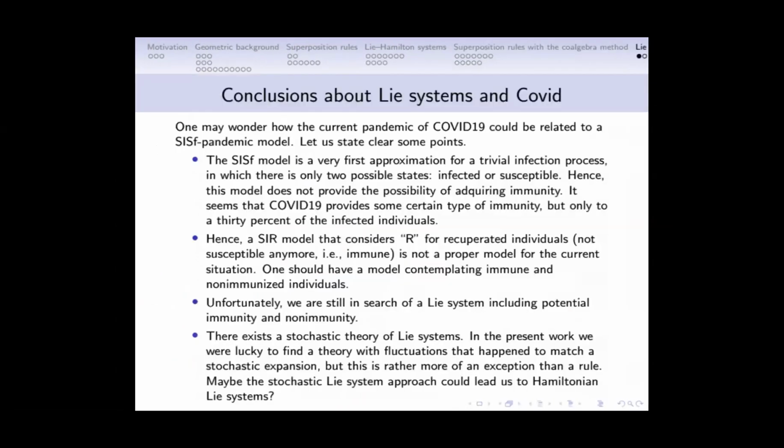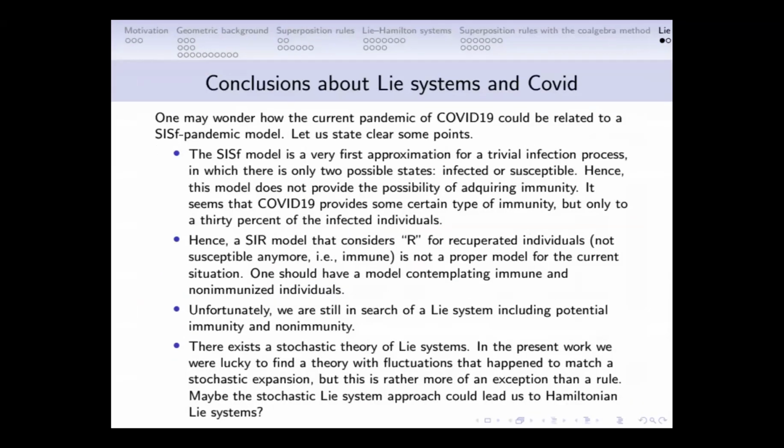So here to finish, I just want to make some conclusions about whether this model could be related to the COVID situation. So the SIS with fluctuations model is a very first approximation for a trivial infection process in which you obviously have two possible states only. You are infected or you're susceptible. So this model does not have the possibility of acquiring immunity.